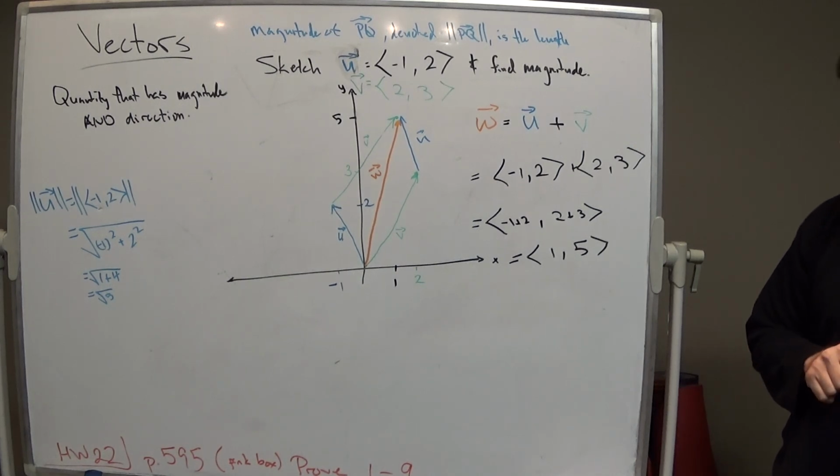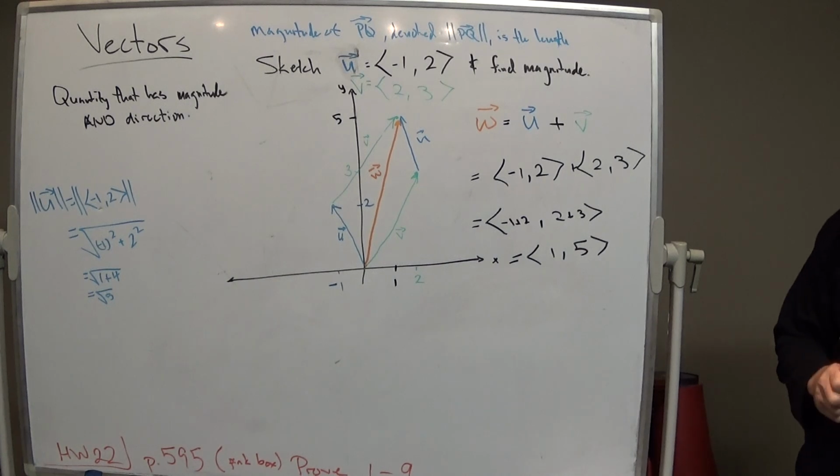Find magnitude. Do we have to find a magnitude? No, yeah, we could, but you know, the square root of 26.